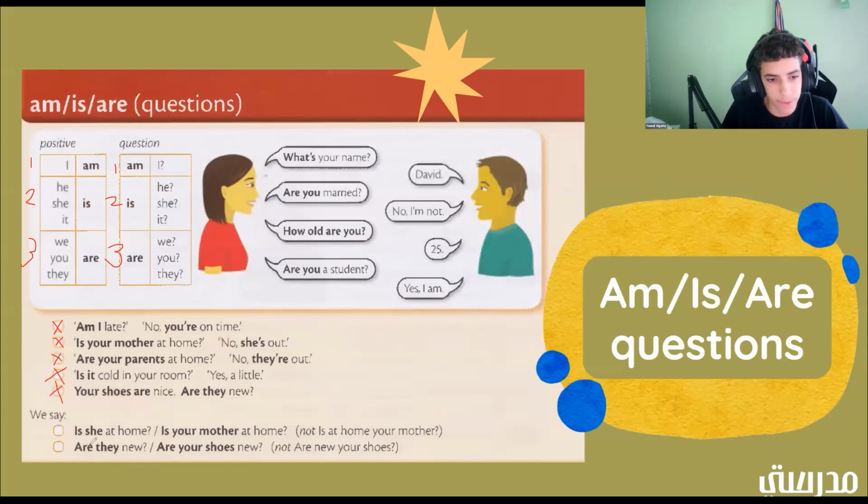Then we would have, are they new? Or are your shoes new? It could be anything. You could say, are your clothes new? You could even use is and say, is your phone new? Anything like that. But you would not say, are new your shoes? Because then it still wouldn't make sense. All right, let's go ahead and move on to the next one and delete the annotations really quickly.